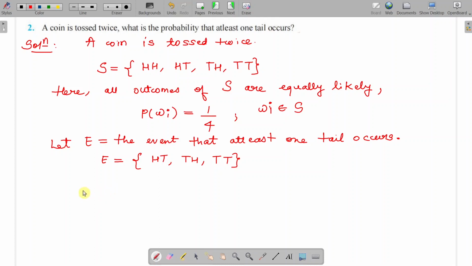Now what will be the probability of E? So probability of E will be equal to the number of elements in E divided by the number of elements in S, right? This we have learnt. So how many elements are there in E? 3. And how many elements are there in S? 4, right? So 3 by 4 is the answer. All right, so that is the solution of problem 2.